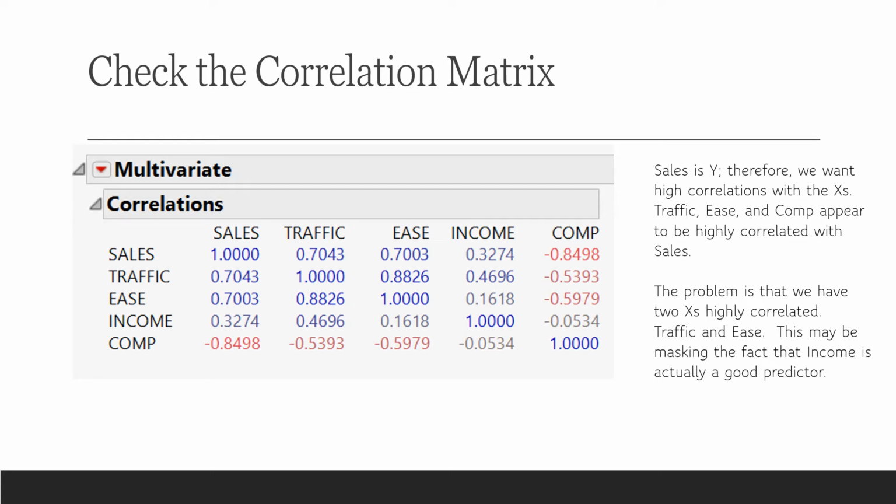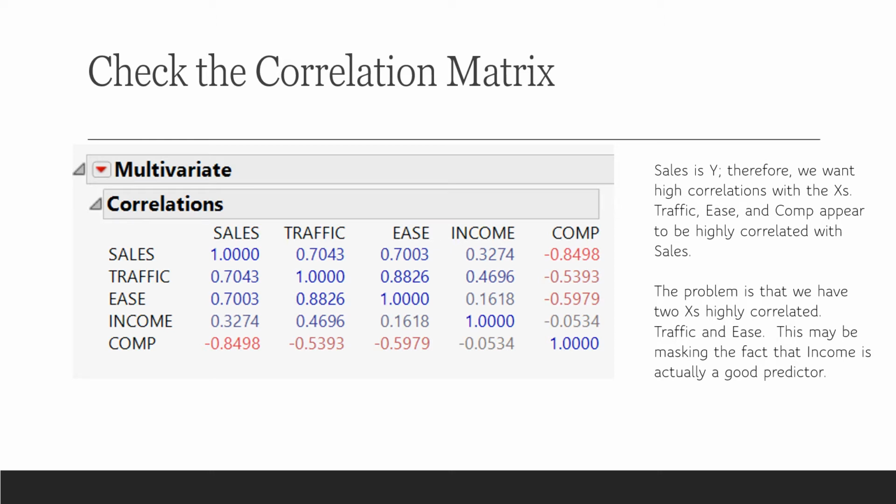Let's check the correlation matrix first. Sales is your Y value. So if you have a piece of paper in front of you, I typically put a Y above sales and then X's above all the other variables. Same thing down the side, Y, X, X, X, X.